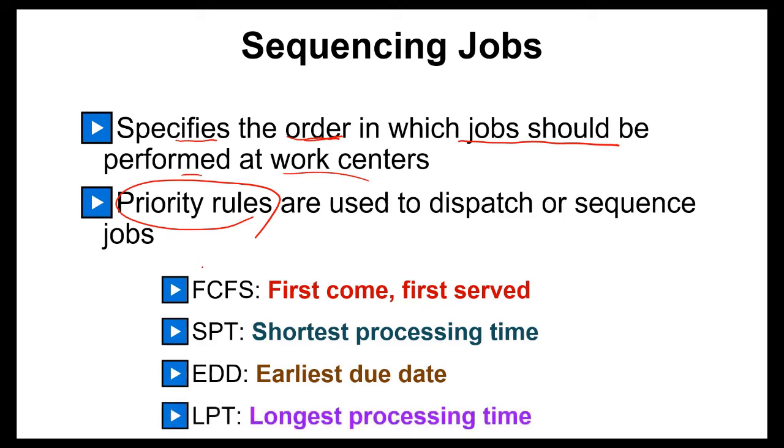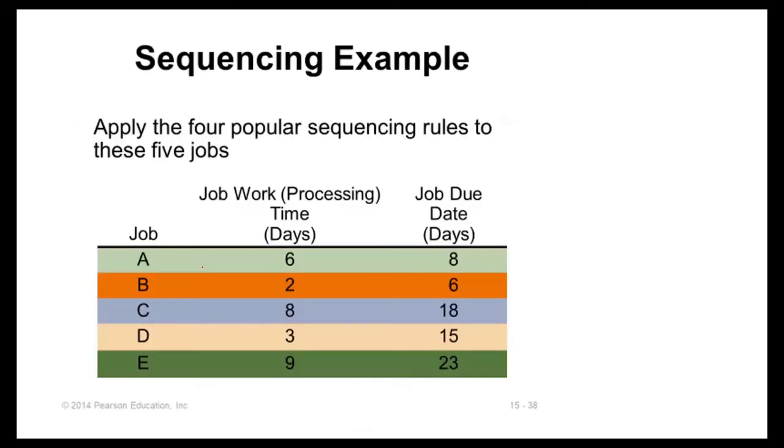Or because there is a processing time, you can start with the longest and see how it results in the measures. Okay, the measures. So when we sequence, we can do some comparison between these priority rules.